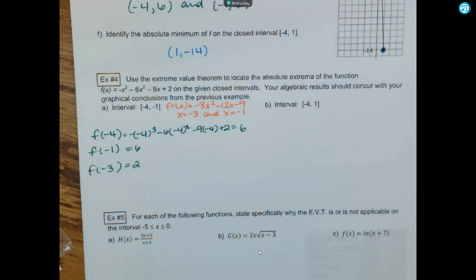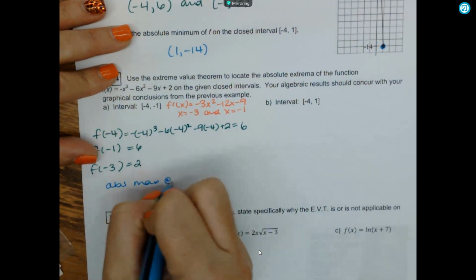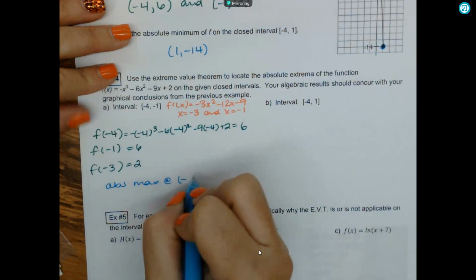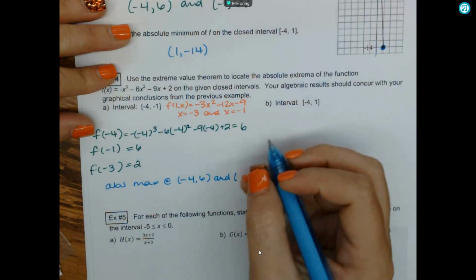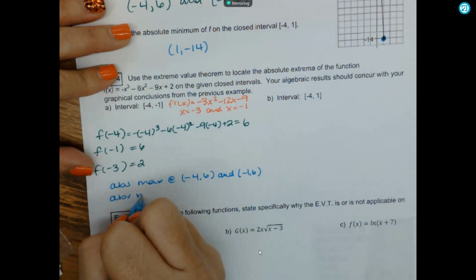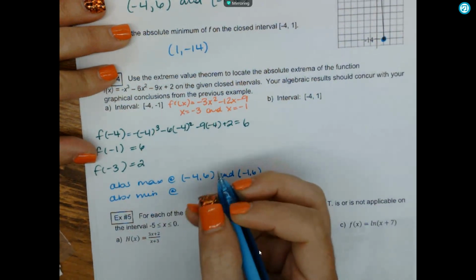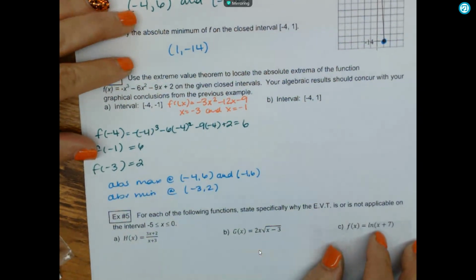All right, so which two would be our maxes? -4 and -1, right? So we have an absolute max at (-4, 6) and (-1, 6), and then we had an absolute min at (-3, 2).